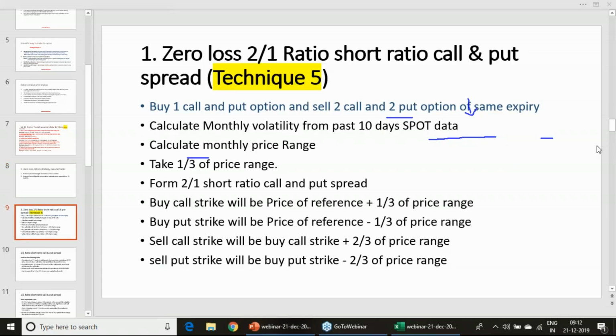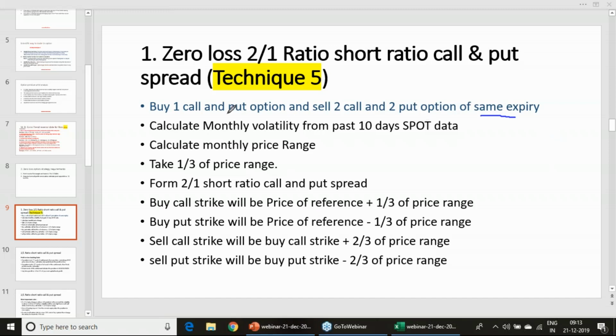First strategy, technique number 5. This says 2/1 ratio, short ratio, call and put spread. Both things you have to take. Market neutral strategy, 2/1 ratio, short call and put spread. Excel sheet I will be providing you. What it does here, you will be buying one call option and one put option and selling two call options and two put options of the same expiry. Keep in mind, of the same expiry. It should not be from a different expiry.